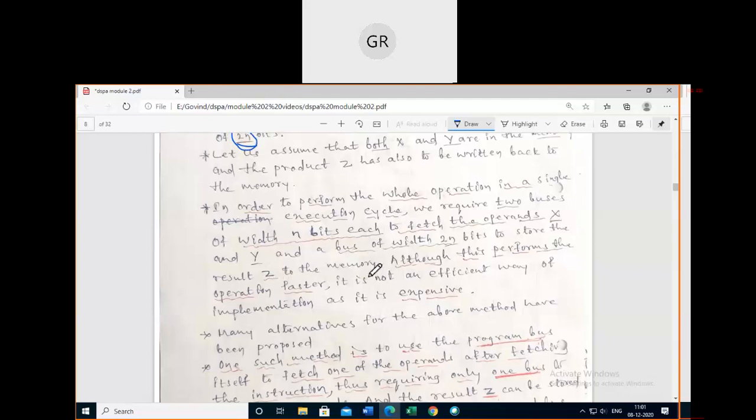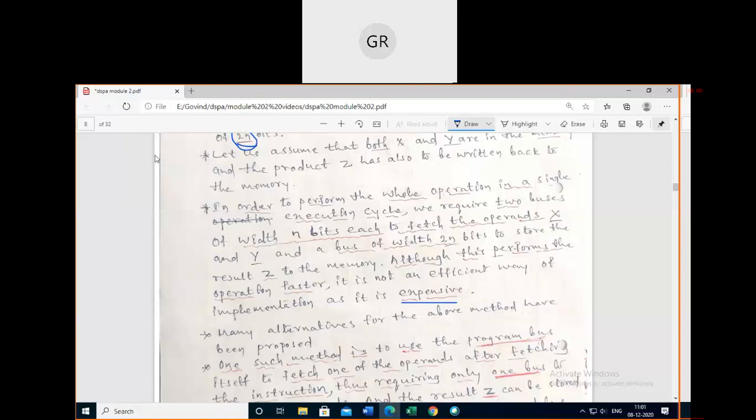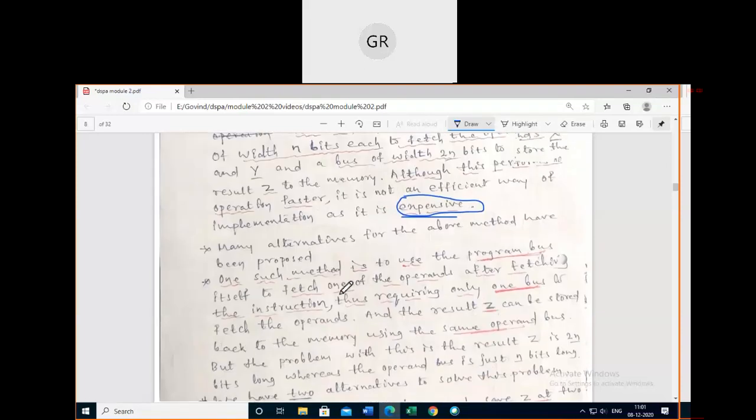Although this performs the operation faster, it is not an efficient way of implementation as it is expensive. Here we are using separate buses to access the inputs x and y, and also to store the outputs. The number of buses increases, that's why the cost also increases. That's why it becomes expensive. Many alternatives for the above method have been proposed.